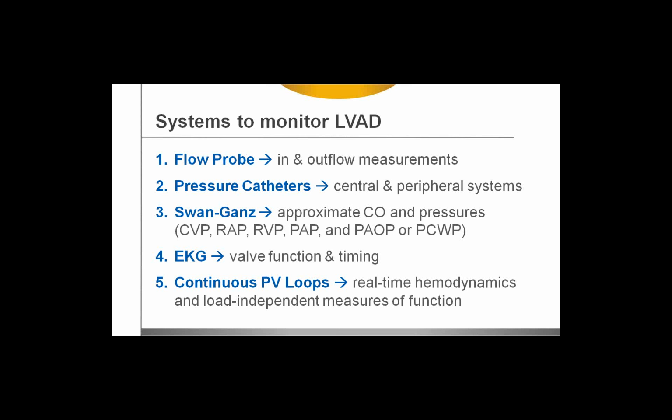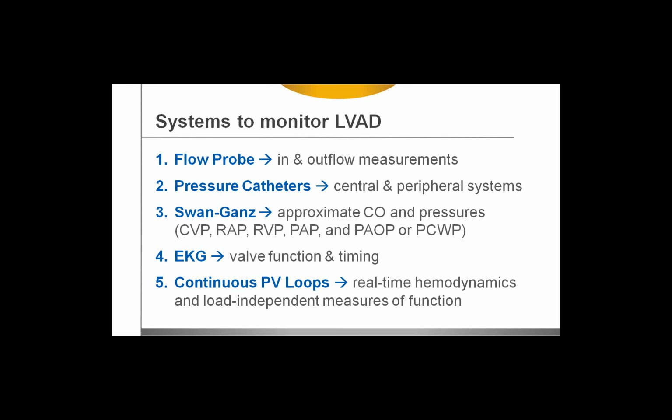So the fourth item is EKG for monitoring the LVAD. Continuous EKG monitoring helps monitor the valve function and timing. It's very important to live stream it with the other devices if you include pressure catheters and a flow probe. EKG is necessary. Fifth is continuous PV loops, and that's the synergy here.